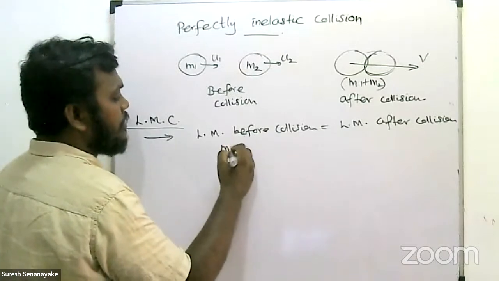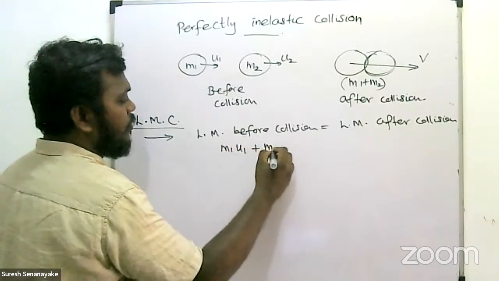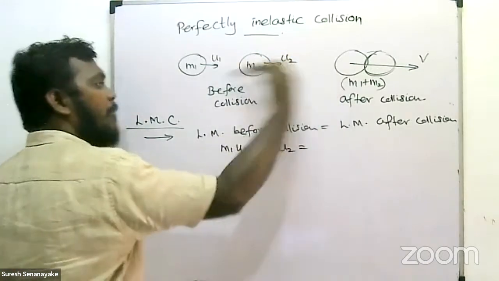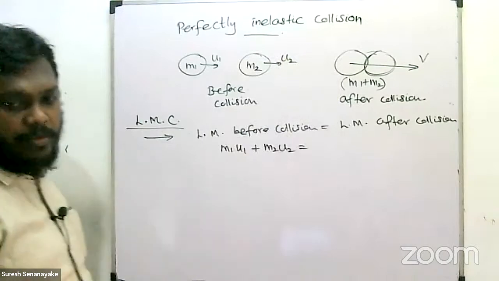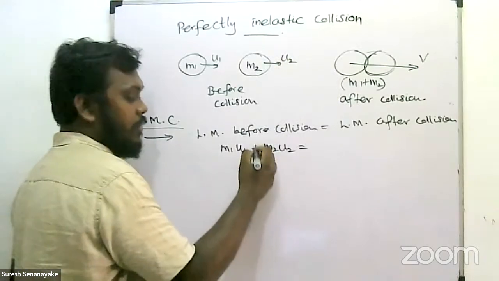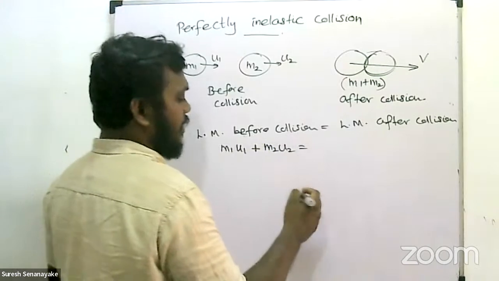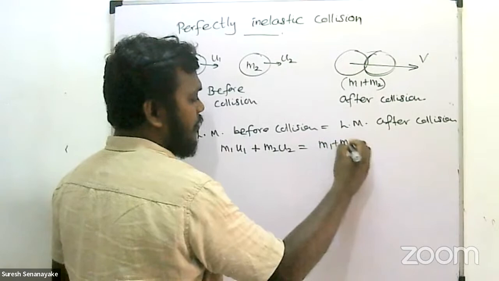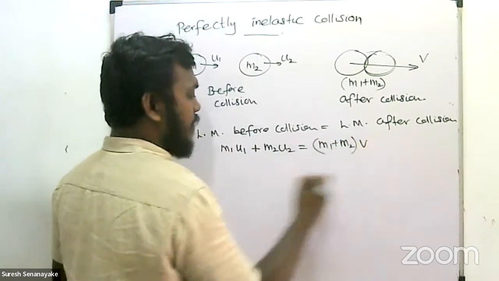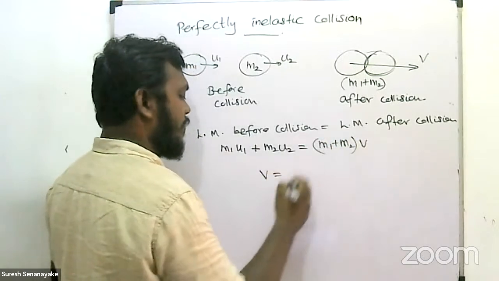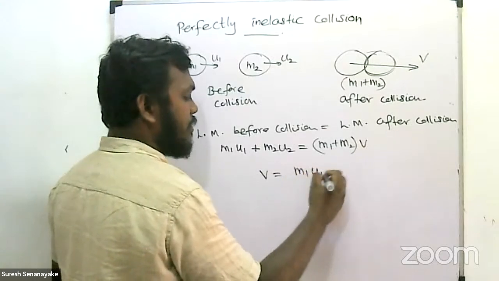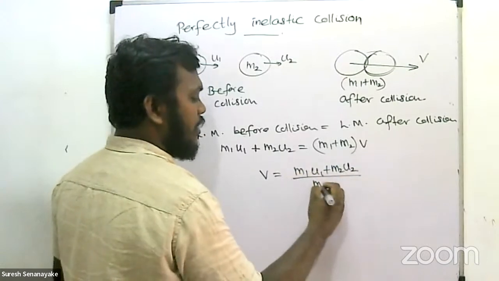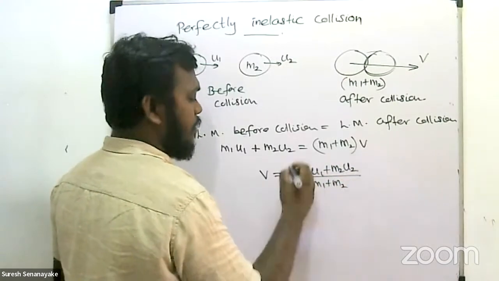This is m1 u1 plus m2 u2. So keep in mind, if this one body goes the other way, if it comes towards the other one, this should be negative. According to the same direction, you can write this as positive. And then after the collision, the total body mass is m1 plus m2, moving with velocity v. So then the velocity after the collision is equal to m1 u1 plus m2 u2 divided by m1 plus m2.